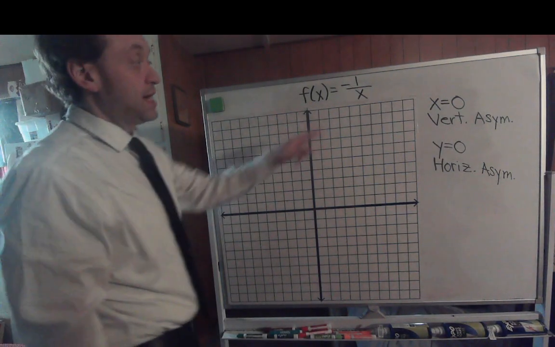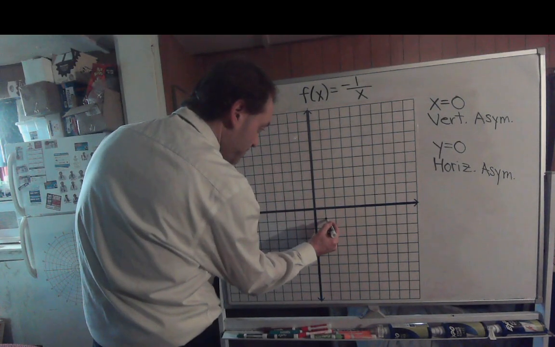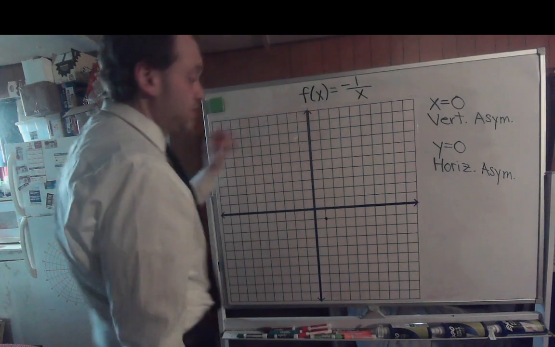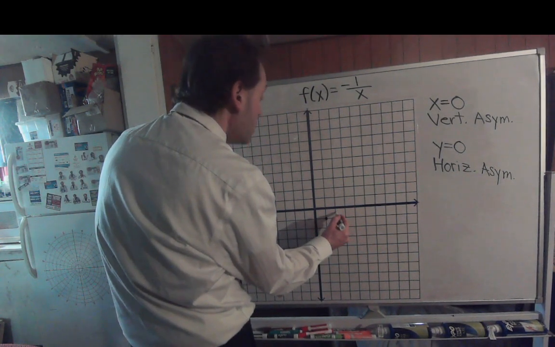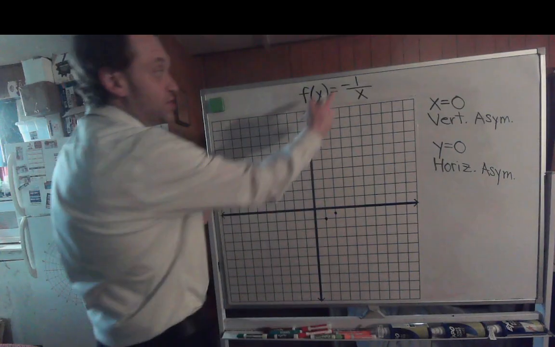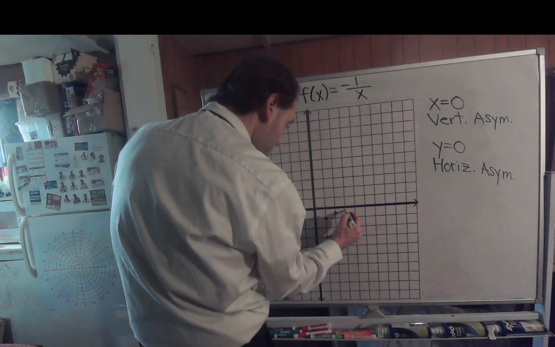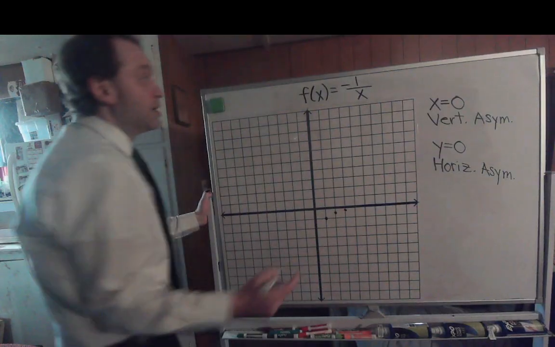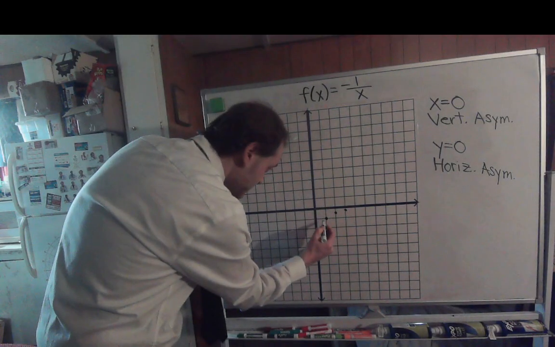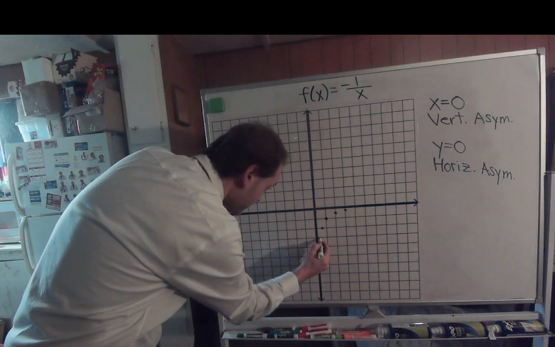So let's do x equals positive 1. That would give you negative 1 for y, right? What about when x equals 2? That would give you a value of negative 1/2, right? And then what about when x equals 3? That would give you negative 1/3. And then what about when x equals 1/2? You would get negative 2. And then when x equals 1/3, you would get negative 3.